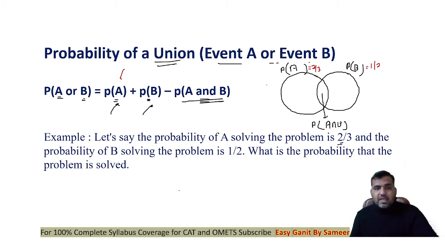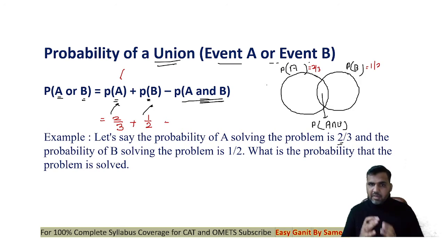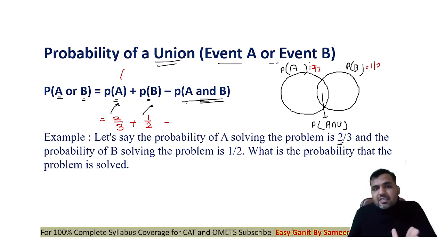Okay, so guys, PA, the probability of A solving the problem, is 2 by 3. Probability of B solving the problem is 1 by 2. Now think again, guys. Does the probability of B solving the problem in any way depend on the probability of A solving the problem? No. They are completely independent of each other. So can I say that P(A and B) will be nothing but PA multiplied by PB? That is 2 by 3 multiplied by 1 by 2. This gets cancelled.